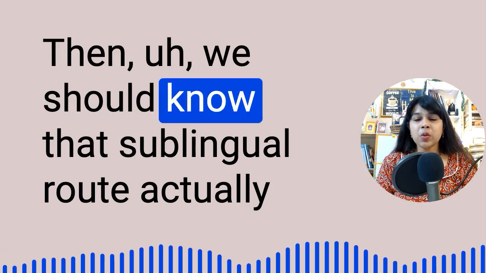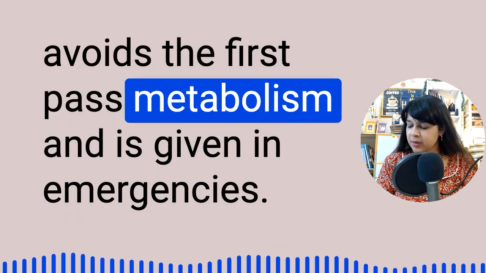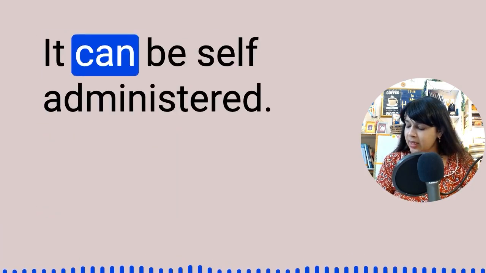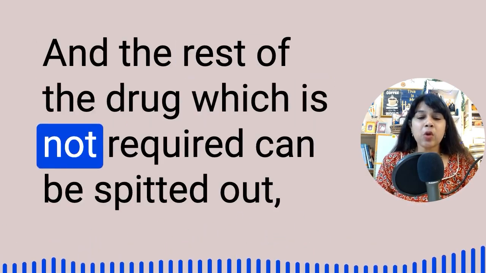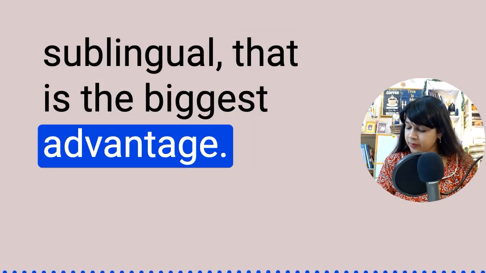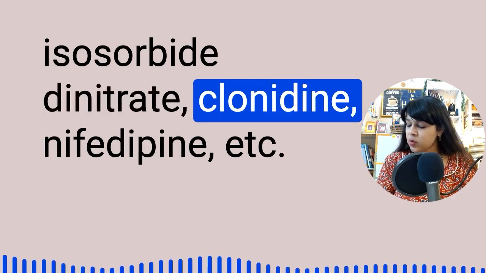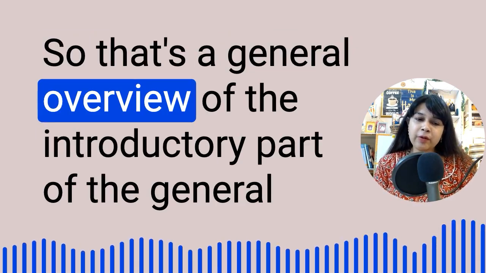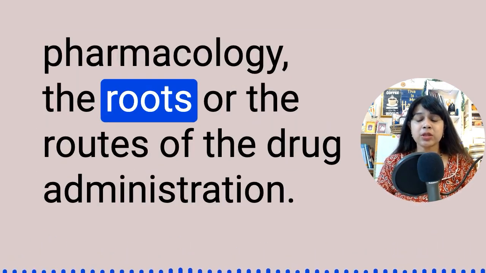Then we should know that the sublingual route actually avoids first pass metabolism, and it is given in emergencies. It can be self-administered, and the rest of the drug which is not required can be spat out. That is the biggest advantage. The common drugs given by this route are nitroglycerin, isosorbide dinitrate, clonidine, nifedipine, etc. So that's a general overview of the introductory part of general pharmacology, the routes of drug administration.